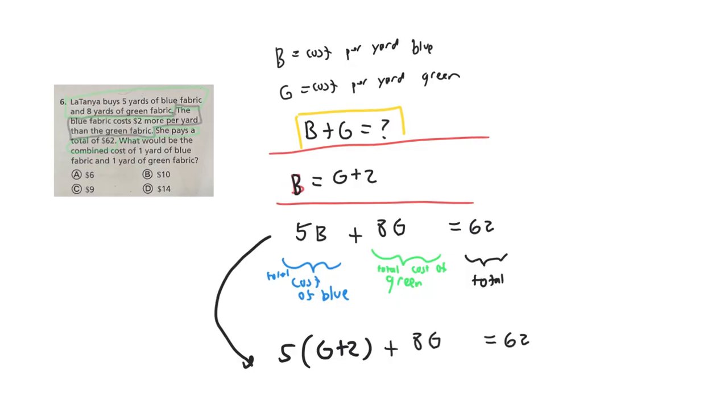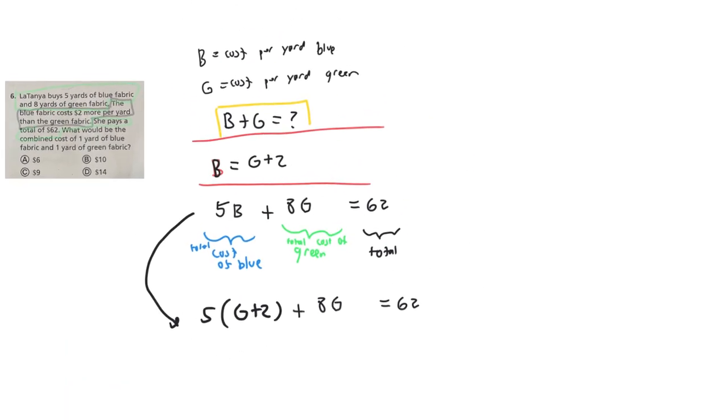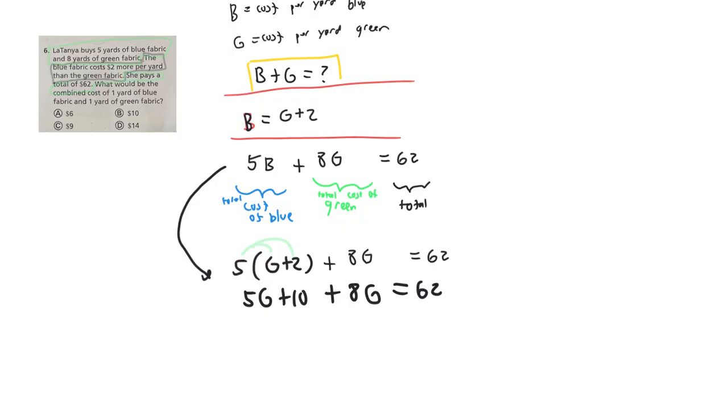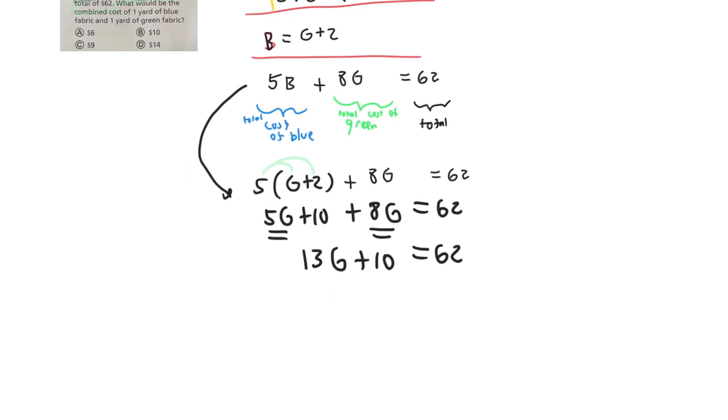All right. Then we can acknowledge that, of course, you can distribute here and here. We end up with 5 times g plus 10 plus 8 times g equals 62. At that point, double underline like terms, 13g plus 10 equals 62. And then subtract 10 from both sides. You have 13g equals 52, and then divide both sides by 13, and you get 4.